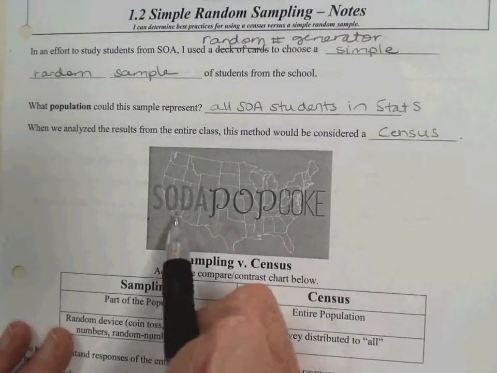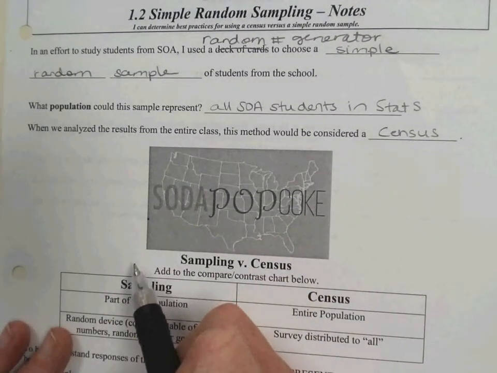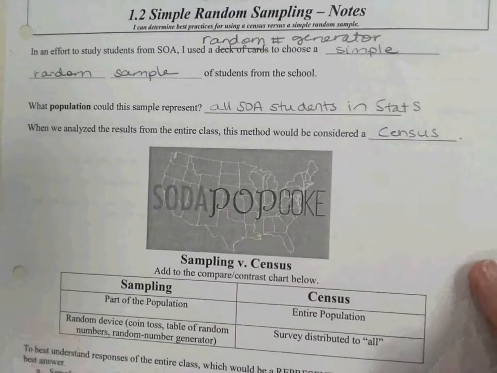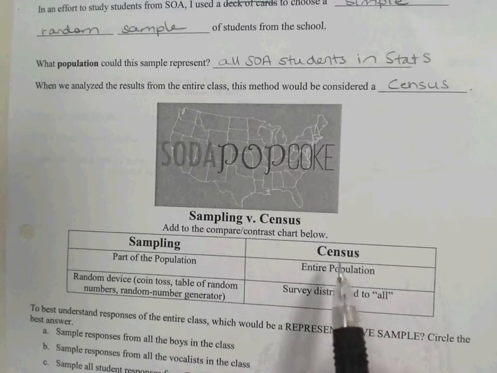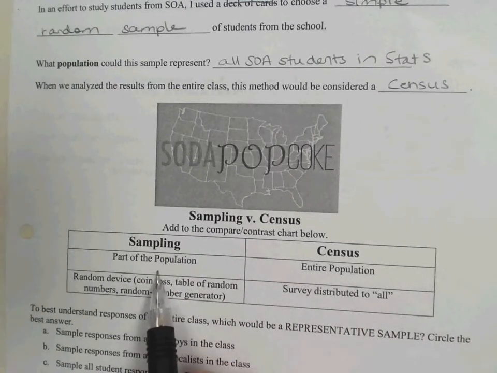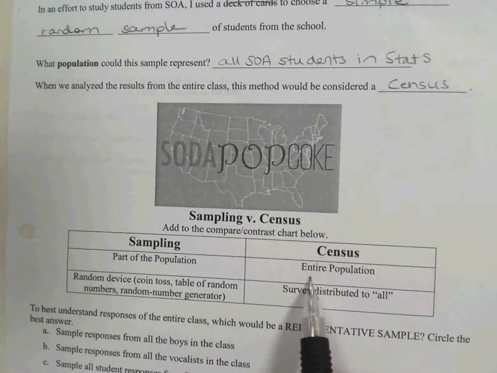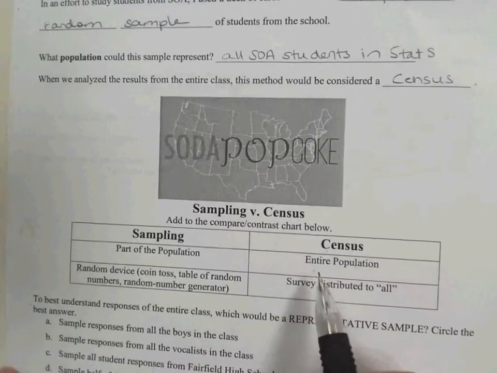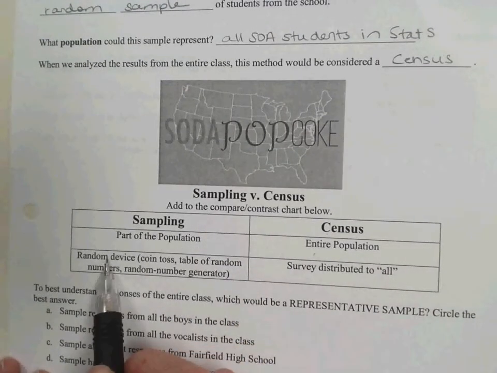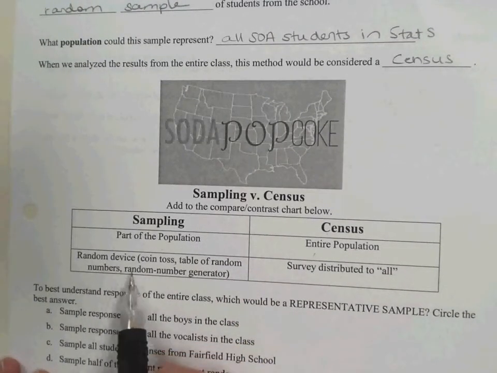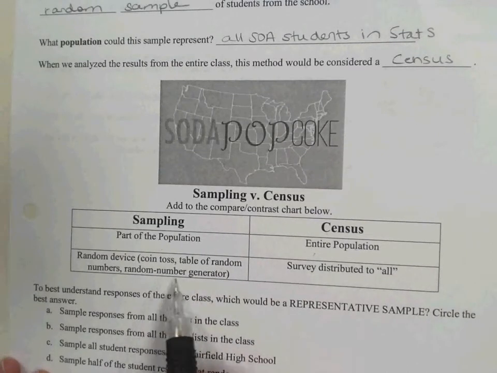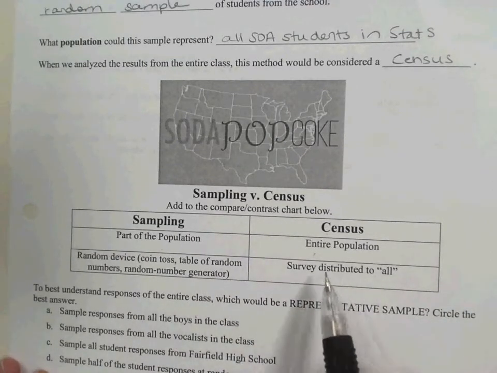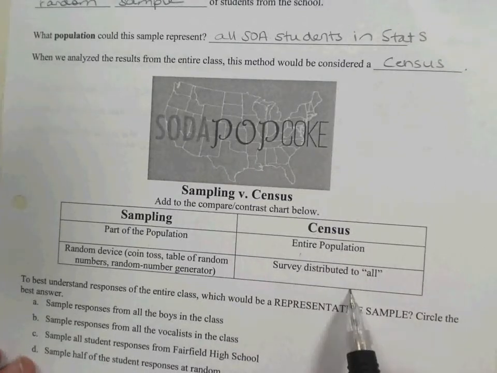And then we saw that example of a simple random survey about the different dialects around the U.S. And here is just a table to contrast the two. So we have sampling would be part of the population versus census would be the entire population. Sampling would involve a random device. So that could be a coin toss, a table of random numbers, a random number generator. A census then would be a survey that's distributed to everyone.